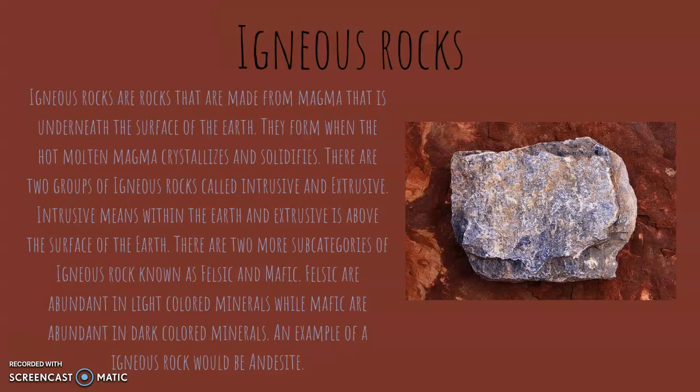Igneous rocks. Igneous rocks are rocks that are made from magma that is underneath the surface of the earth. They form when the hot molten magma crystallizes and solidifies. There are two groups of igneous rocks called intrusive and extrusive. Intrusive means within the earth and extrusive is above the surface of the earth. There are two more subcategories of igneous rocks, known as felsic and mafic. Felsic are abundant in light-colored minerals, while mafic are abundant in dark-colored minerals. An example of igneous rock would be andesite.